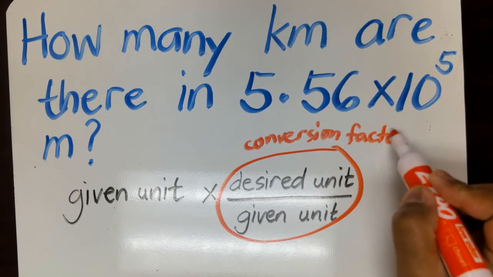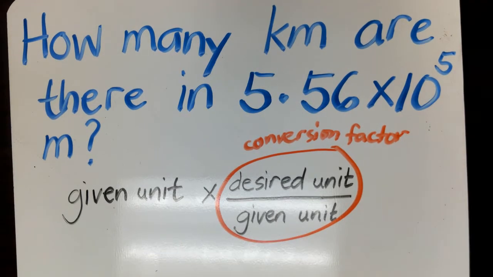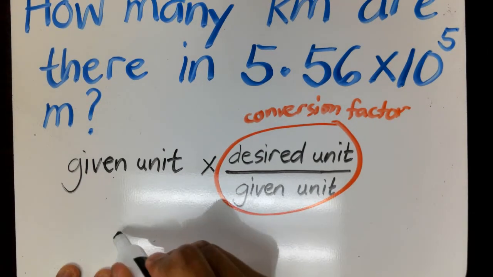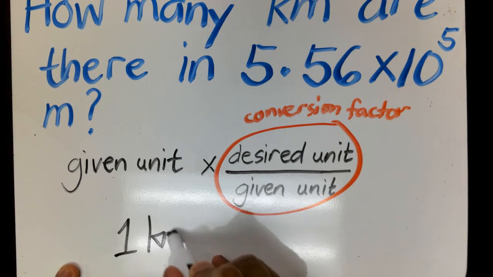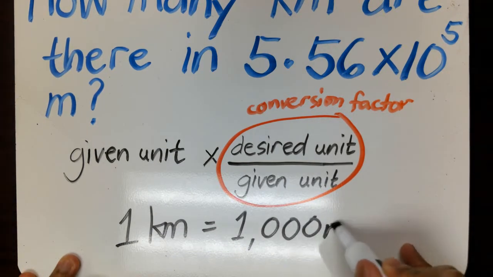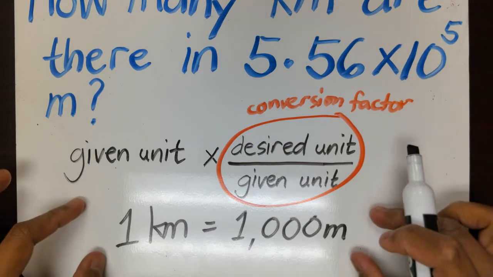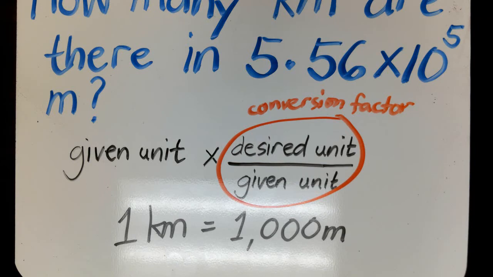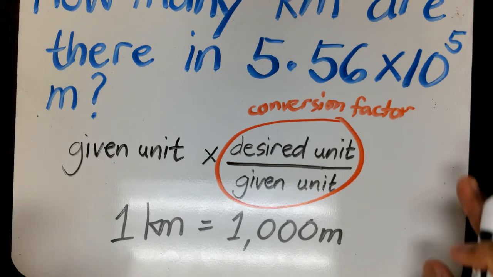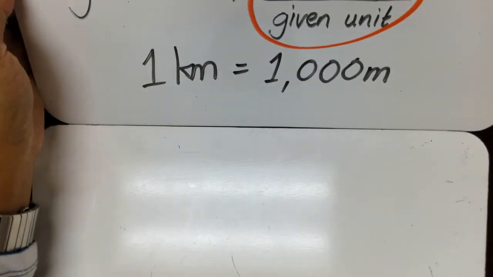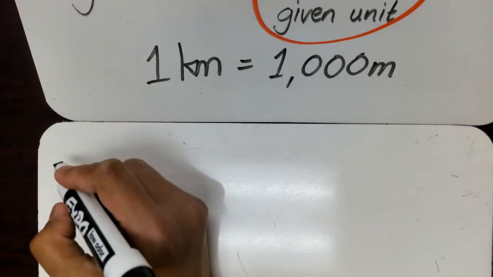And in your problem, you're given actually the conversion factor. It says in your problem that in 1 kilometer there are 1,000 meters. This is the conversion factor that you're going to put here. So how are we going to put it in context? So now let's extend our problem solving. So let me do it step by step.